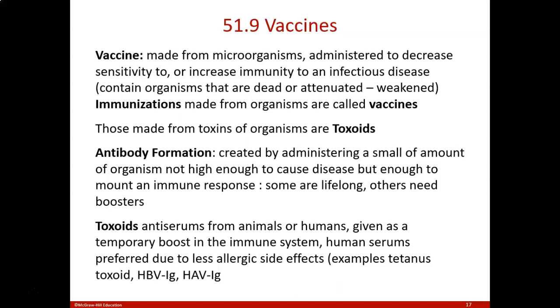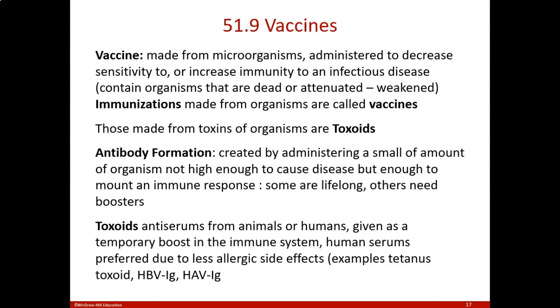There is also something a little bit different than a vaccine. We also have something called toxins or toxoids. These are temporary antibodies that can be given to an individual to help fight off an infection that they've been exposed to, okay? They're usually an anti-serum from an animal or a human, and it gives a temporary boost in the immune system so that that person doesn't get the infection.